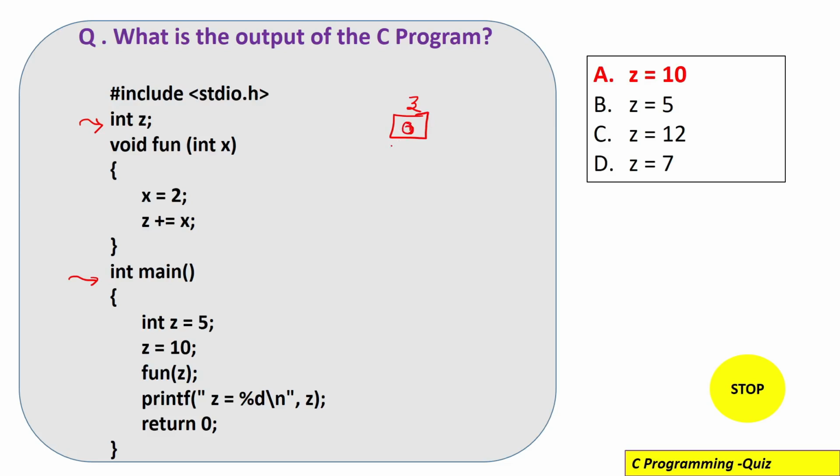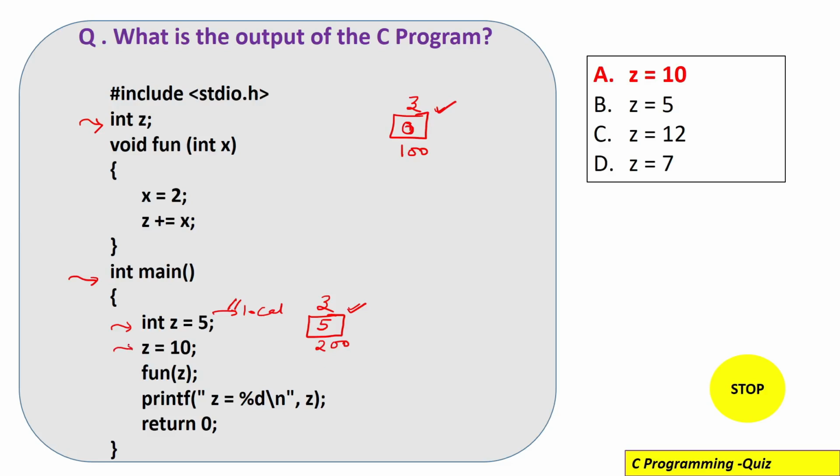Now let's start from the main function. Here you can see we have again used a variable z having the value 5. This is actually a local variable, local to your main function, so this will have z equal to 5. This z and this z are both different. This is a local variable, this is a global variable. Let's say this is at address number 100, and this will be at, let's say, memory address 200.